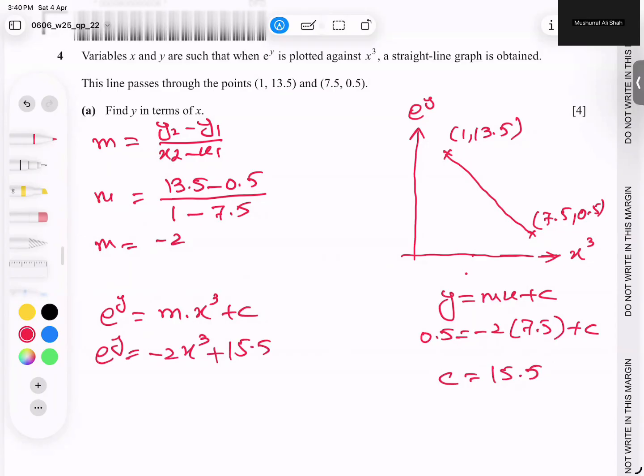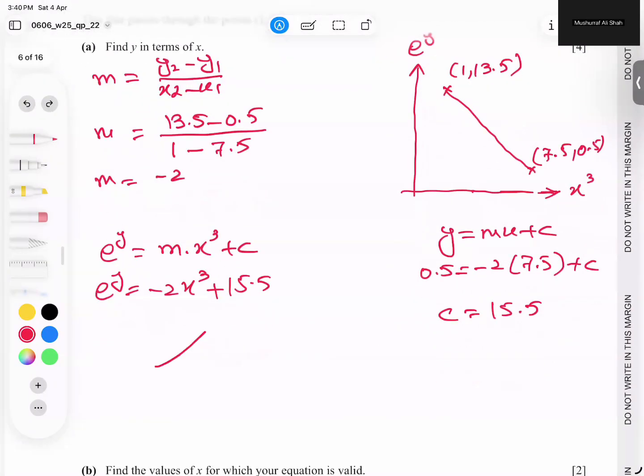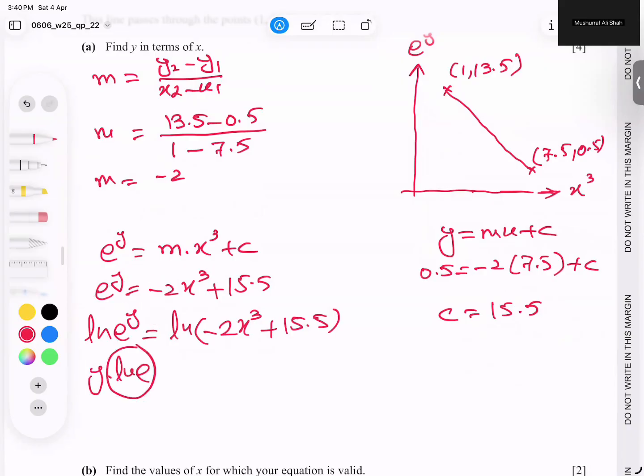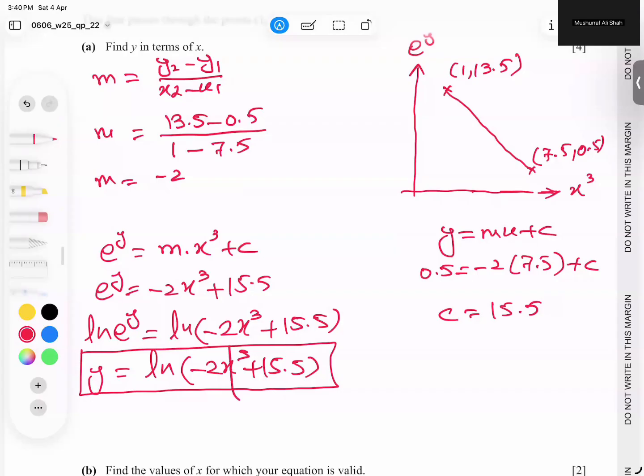Now students, my job is to get y alone, but y is in the power. How to bring it down? Take a logarithm. When I take a logarithm of both sides, I will get log of negative 2x to the power 3 plus 15.5. Due to the log, this power will come down and we get a log of e, and a log of e is 1. So y is equal to log of negative 2x cubed plus 15.5. And this is my final answer for part A.